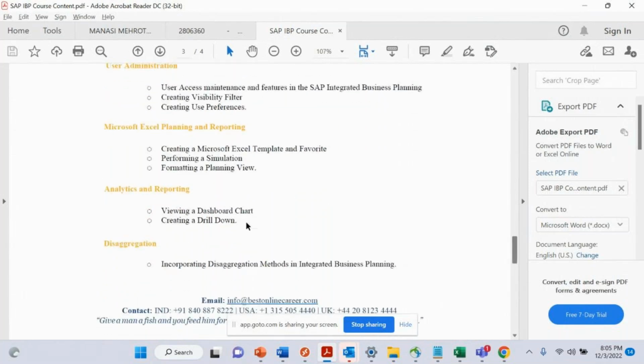Analytics and dashboard, which is the most important in terms of business. If you want to show this data in the dashboard chart, which analytics you are going to include in the dashboard, how they will behave, this will be covered in the analytics and report.